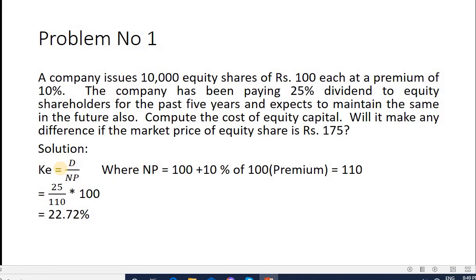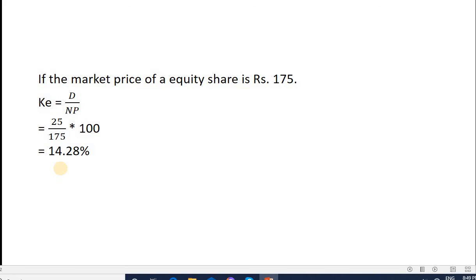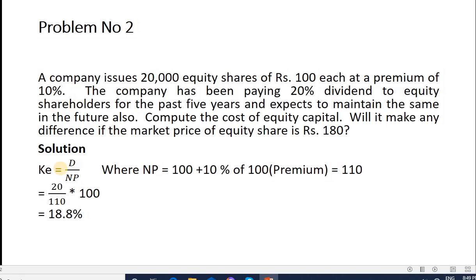Yes, there is a difference. When we take net proceeds, that is 22.72%. If we take market price, 14.28%.